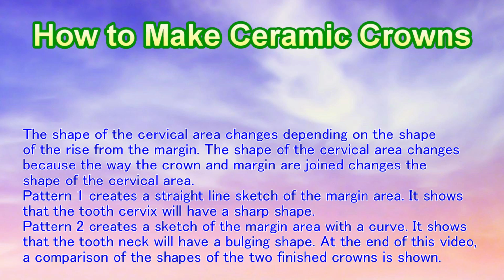It shows that the tooth cervix will have a sharp shape. Pattern 2 creates a sketch of the margin area with a curve. It shows that the tooth neck will have a bulging shape. At the end of this video, a comparison of the shapes of the two finished crowns is shown.